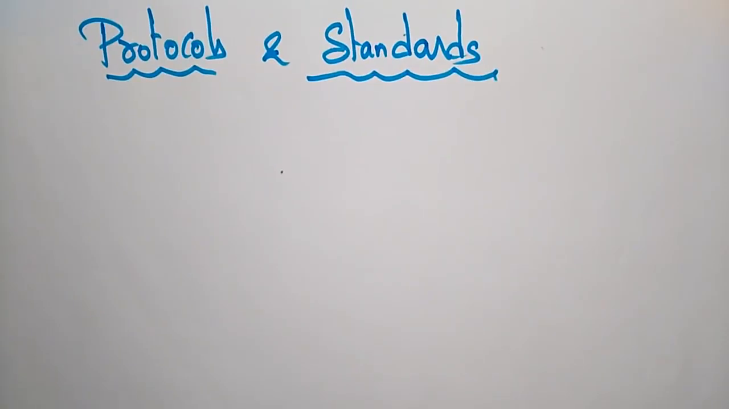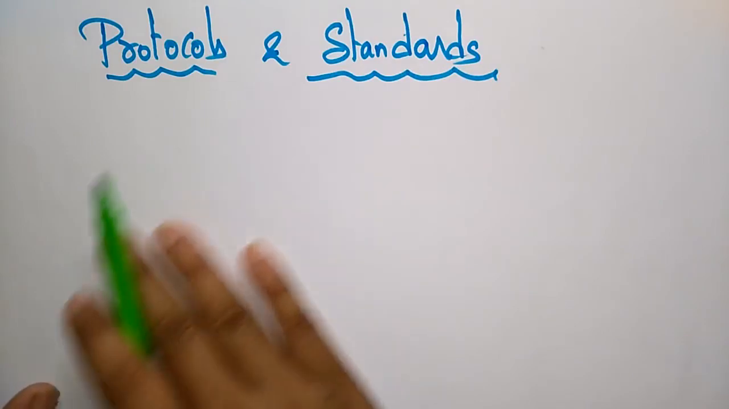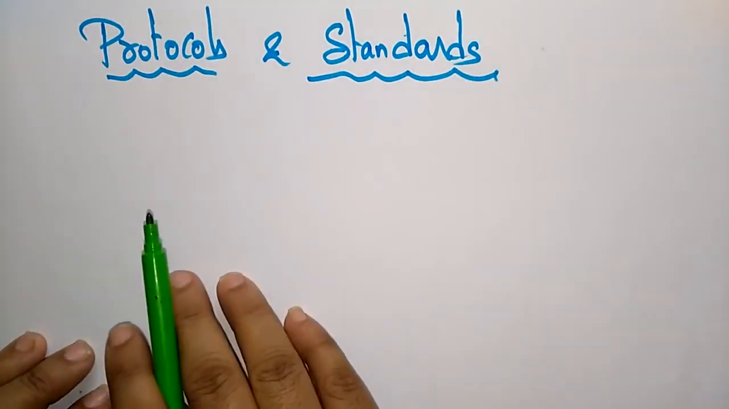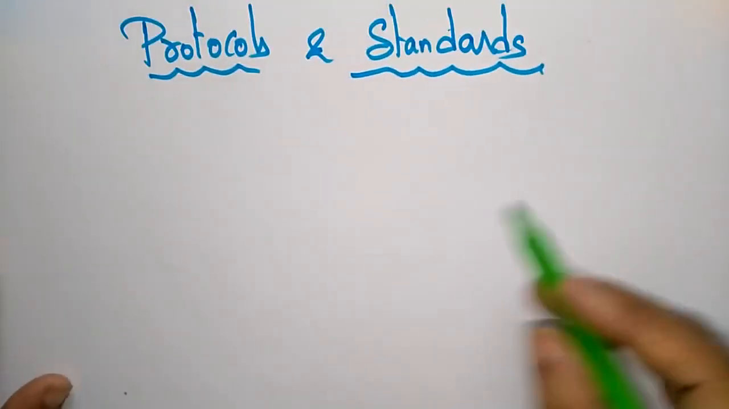Hi students, coming to the next topic in data communications, that is protocols and standards. In the previous video I explained what data communication is and what components are present in data communication. Now let's see what a protocol is and what the standards are. I said the protocol consists of a set of rules that govern data communication. First let me explain what a protocol is and what a standard is.